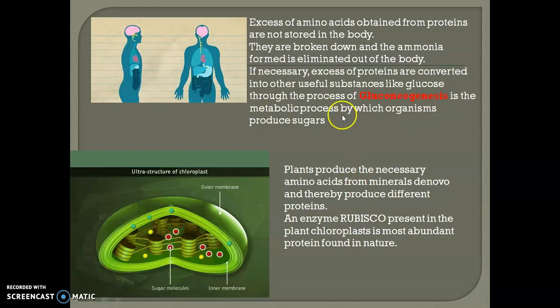So as we have discussed, excess proteins are discarded from the body. They are not stored in the body.